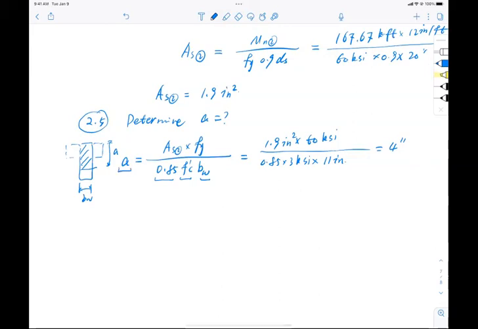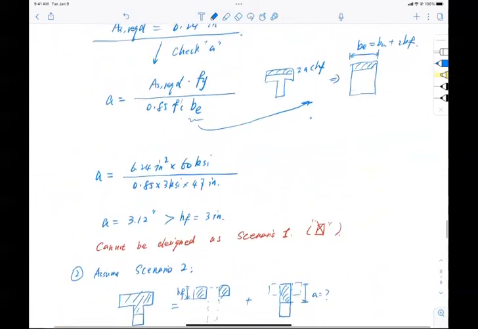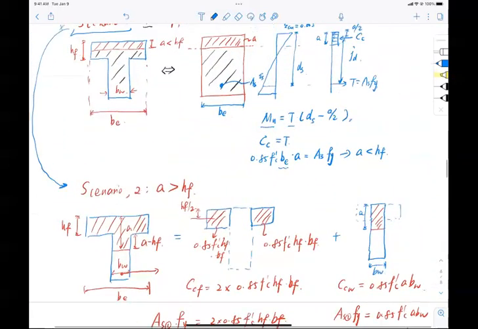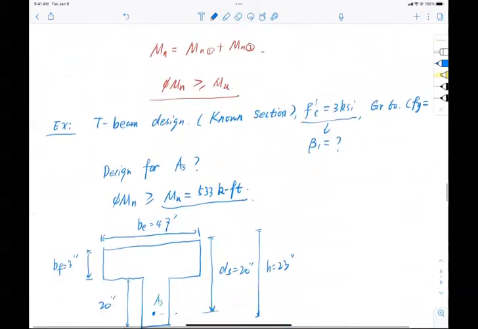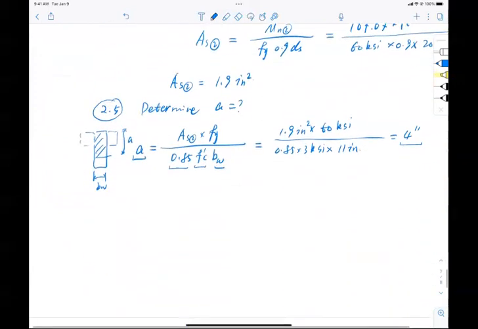So A is equal to 4 inches, and we assumed scenario number 2. Are we good? Let's go back and take a look at scenario number 2. What is the criterion for scenario 2? How do we know whether it is scenario 1 or scenario 2? We need A to be bigger than hf. That's right. The compressive zone has to be bigger than the height of the flange. 100% perfect. Thank you, Callie.